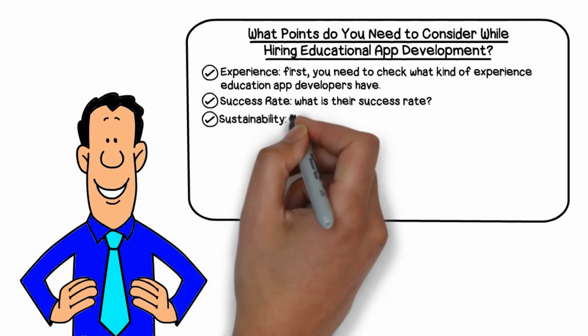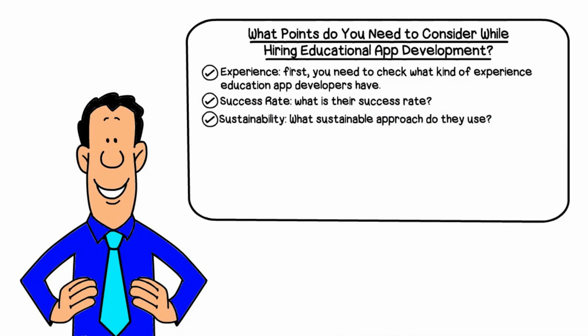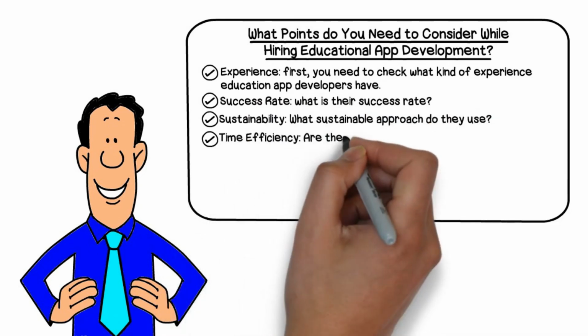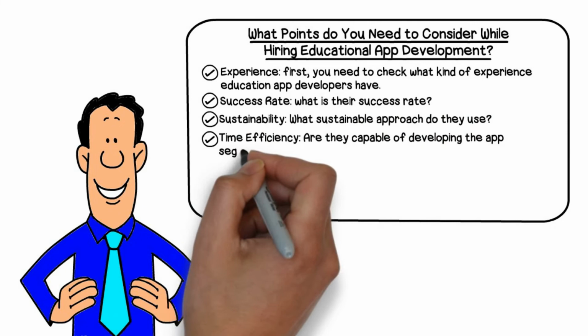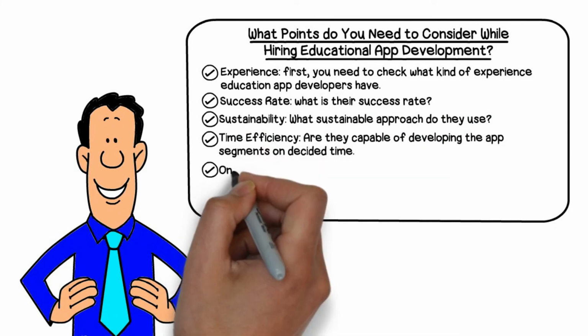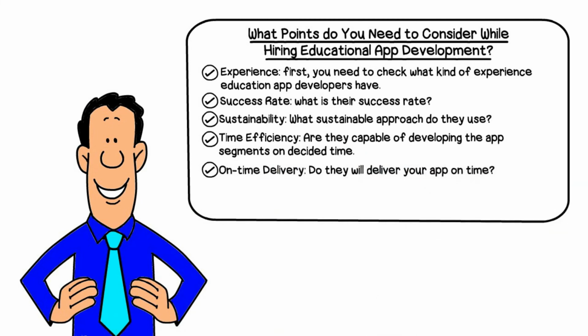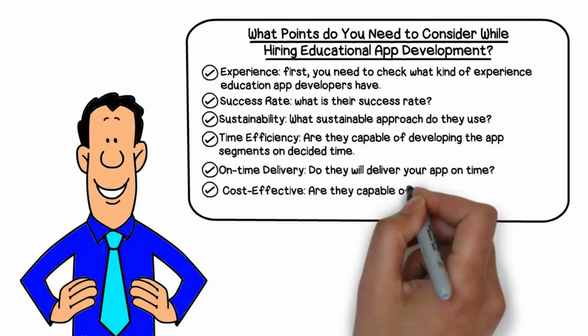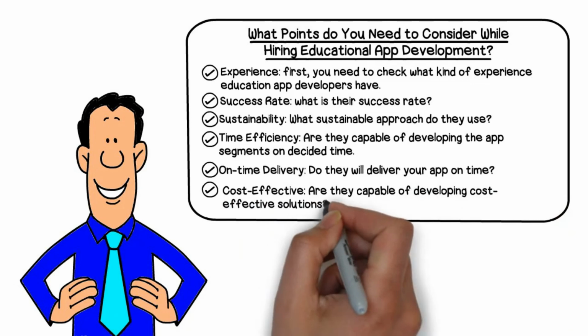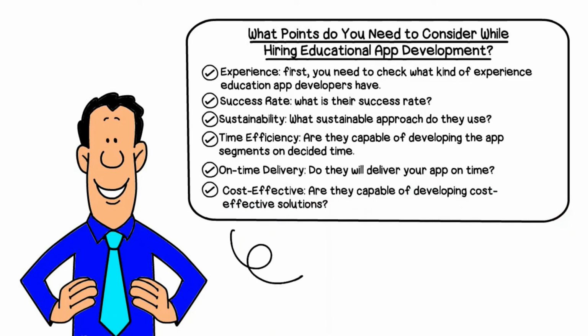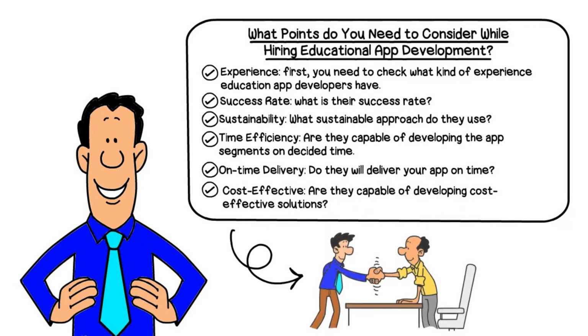Sustainability. What sustainable approach do they use? Time efficiency. Are they capable of developing the app segments in the decided time? On-time delivery. Will they deliver your app on time? Cost effective. Are they capable of developing cost-effective solutions? If the answer is yes, then it would be best to hire shortlisted mobile app developers.